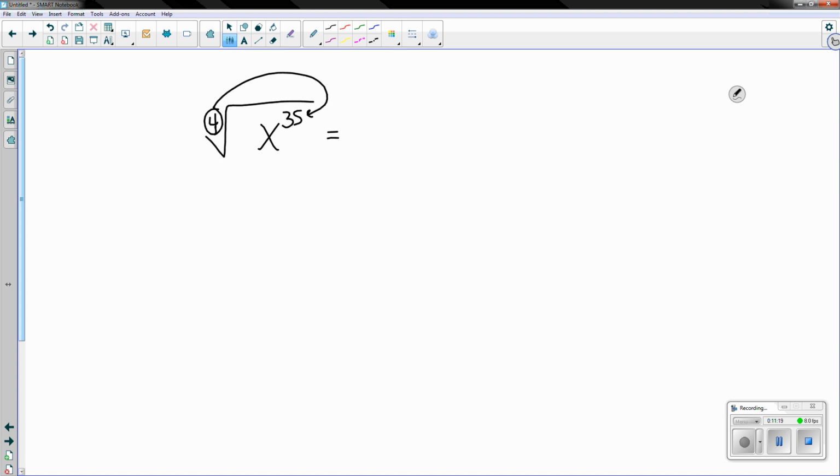Now, 4 goes into 35 8 times. So that tells you how many x's, or how many of that variable, need to be removed out of the radical. So I need to take out 8 x's. Now, it goes in 8 times, but how many is left over? Well, there's still 3 left over, and that's the amount that needs to go back underneath, and we get to the same place as we did before without going through that long process.